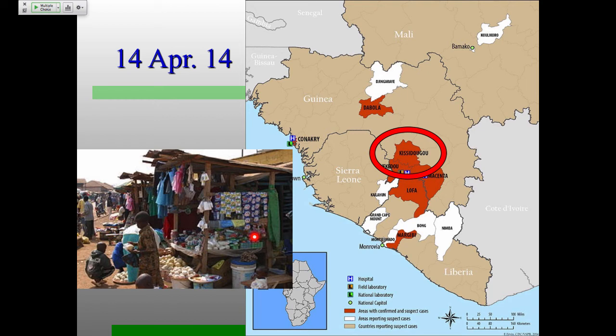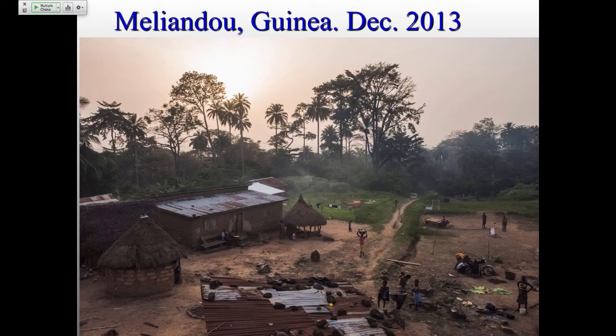This very open, dirt streets, et cetera. And this is the main market in the whole province of Kissidougou. So it gives you kind of an idea what we're looking at here. In retrospect, probably the first cases came from this place here, Kaliandu in Guinea, December of 2013. I'll turn down the lights here a little bit.